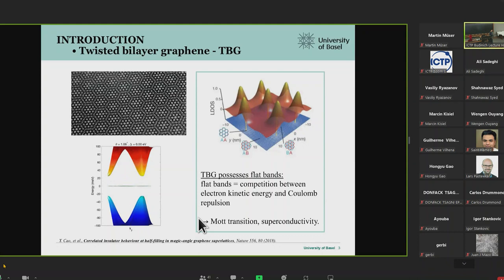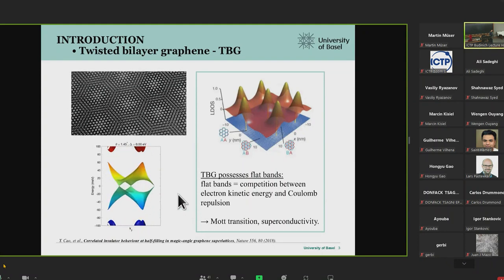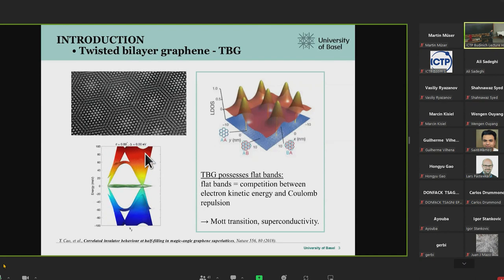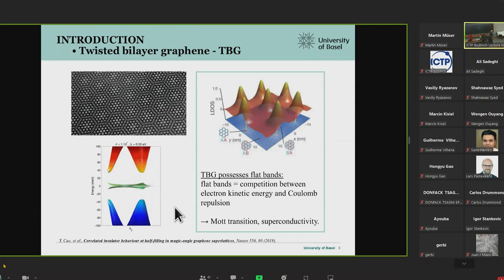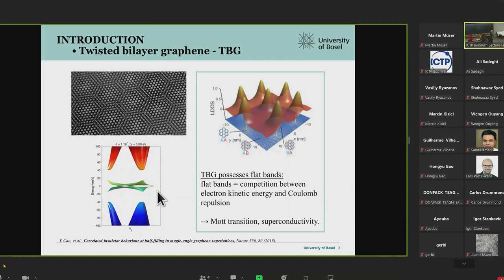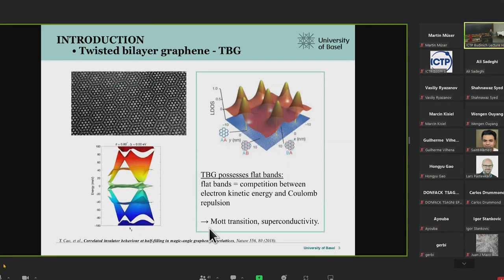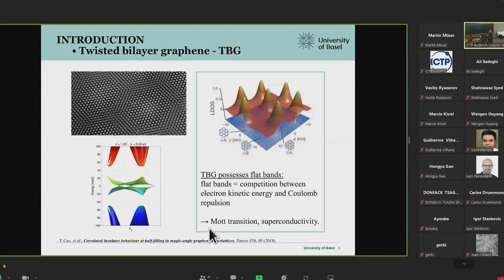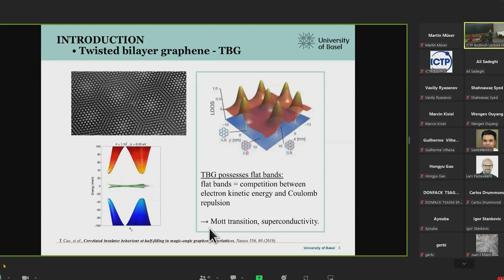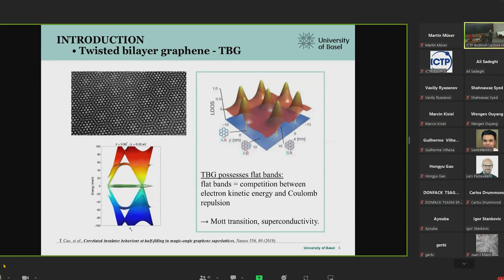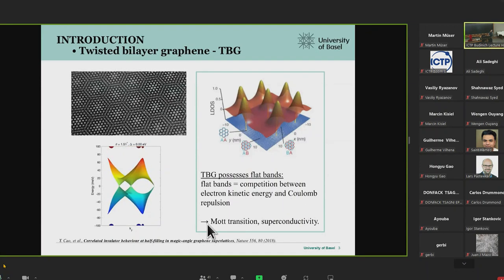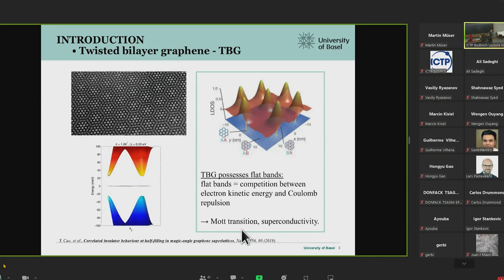Here below, you see the energy structure as it depends on the twist angle. And what is really characteristic for the system is that at the angle equal to 1.08, we have really flat bands created at the Fermi level. Flat bands basically means that the kinetic energy of electrons is negligible and the Coulomb interaction takes over and the system is driven by strongly correlated electrons. So the physics can be quite exotic. We could enter phases like Mott transition or even superconductivity in such systems.